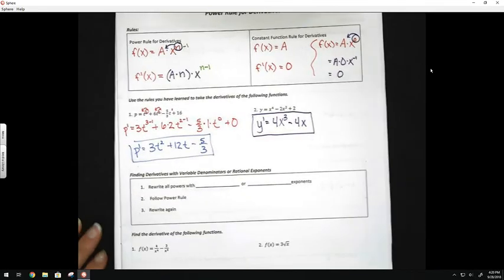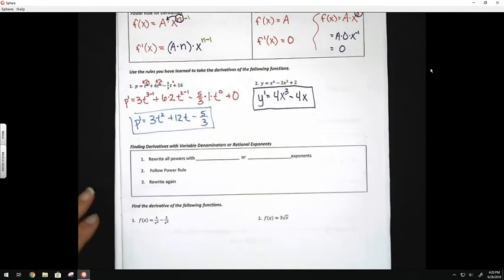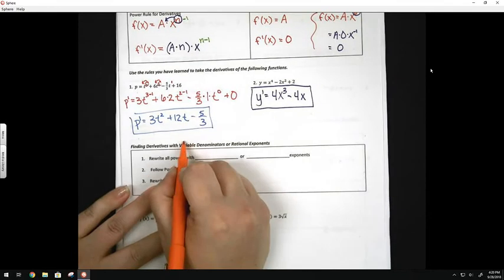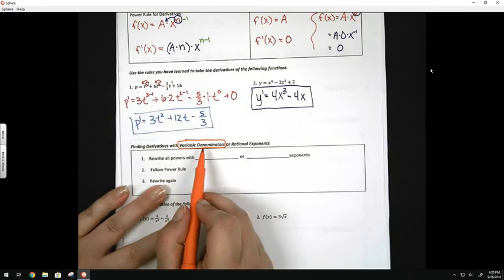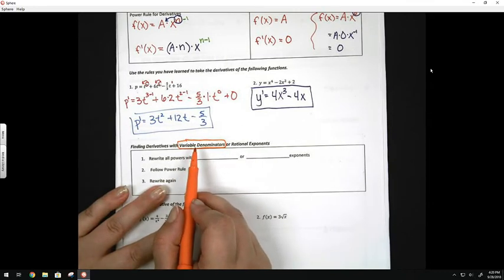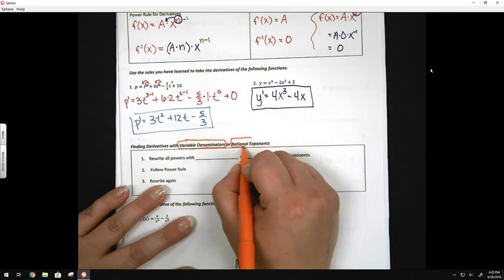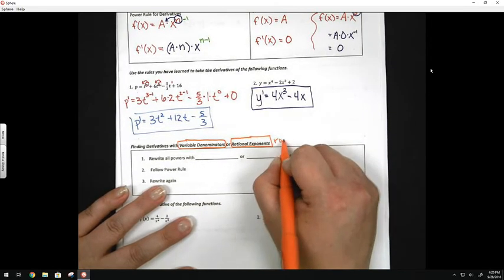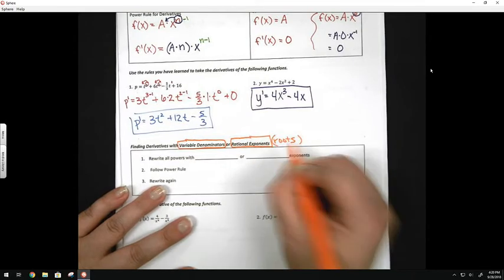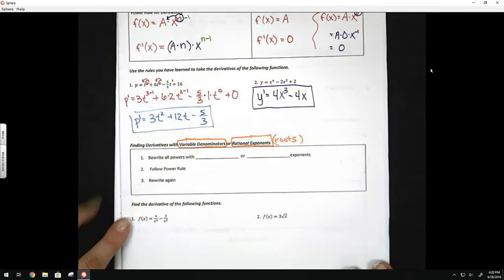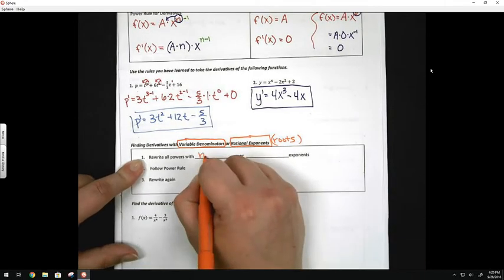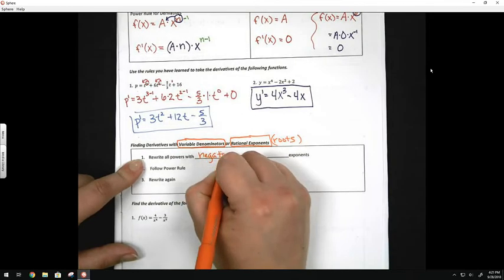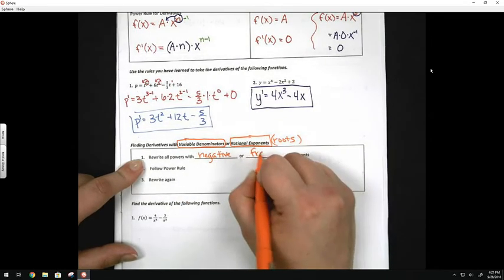Then let's look at finding derivatives with variable denominators or rational exponents. I know it may not seem like it, but really those are both just fancy ways of saying, hey, we're still going to use the power rule. Variable denominators just means we're going to use some negative exponents, and rational exponents are things like square roots, cube roots, things like that. So our very first step when we have something like this is to rewrite all powers with negative or fractional exponents.